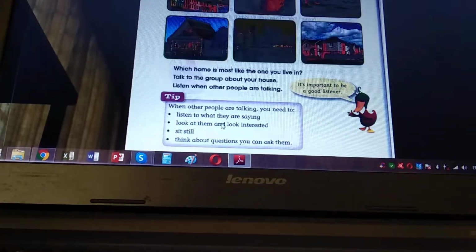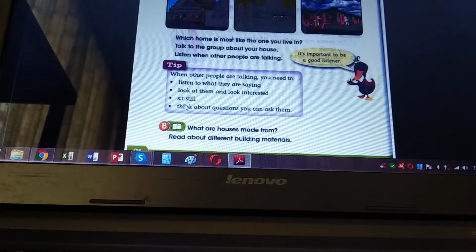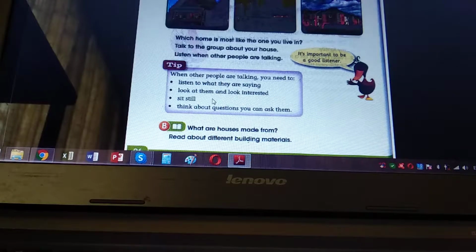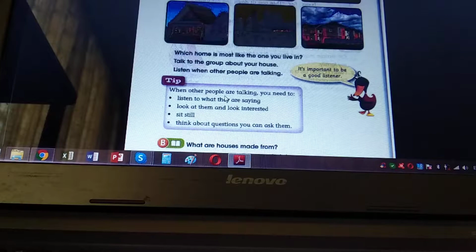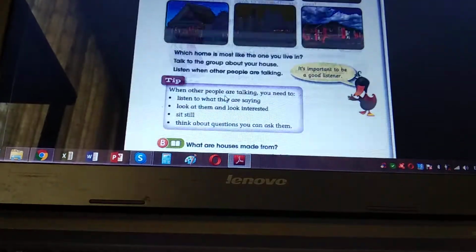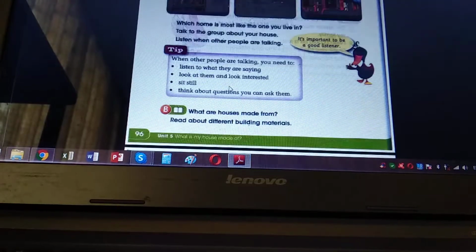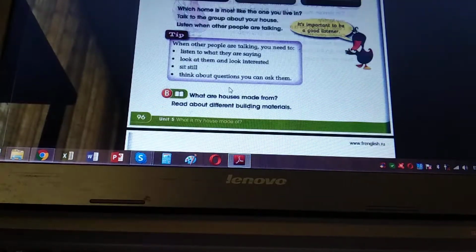Okay, now let's take a look at what this tip is all about. When other people are talking, you need to listen to what they are saying. Look at them and look interested. Sit still, think about questions you can ask them. Alright, this topic specifically is about asking questions. Alright, we will go through the next page. Okay, then you know what I'm talking about. So we will go through this one again.